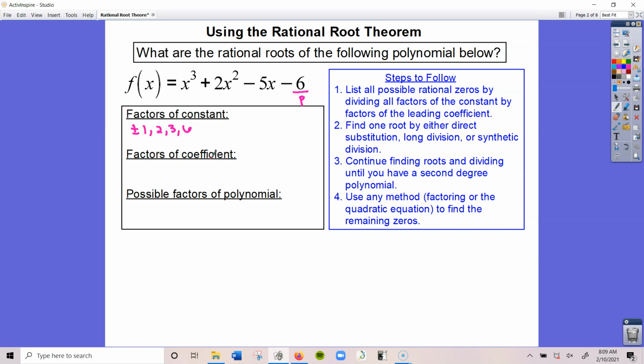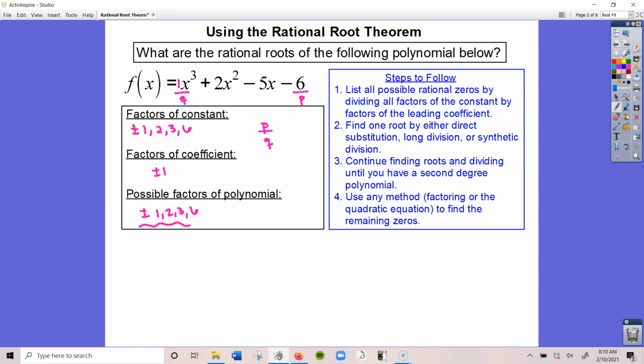Next are the factors of the coefficient of the leading term. This is q. The factors of 1 are just plus or minus 1. That's basically it. So the possible roots of the polynomial are found when we divide p over q, and that would give us a list. All of these numbers divided by 1 would just give me the list of plus or minus 1, 2, 3, and 6.